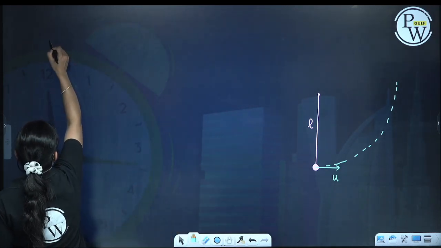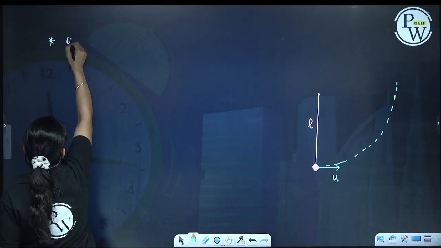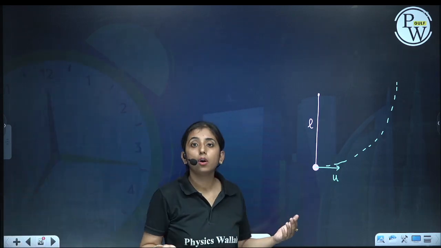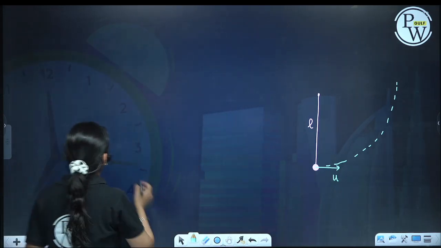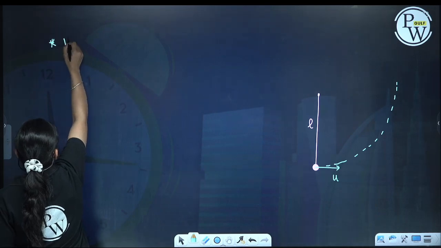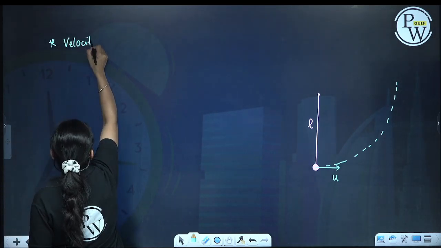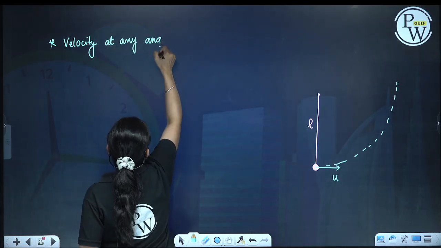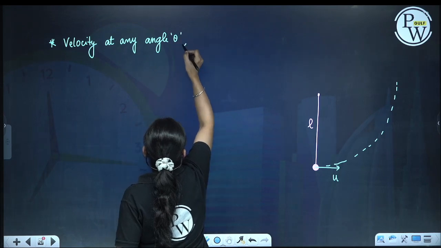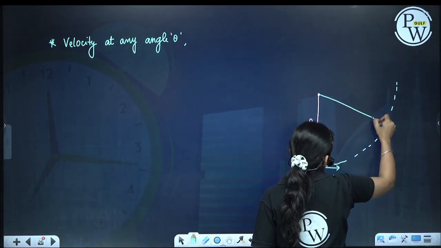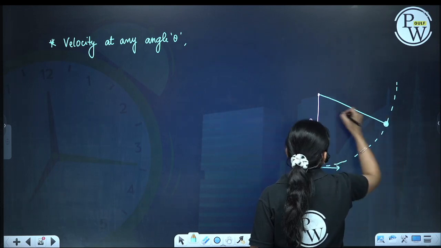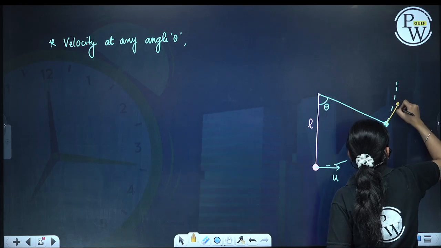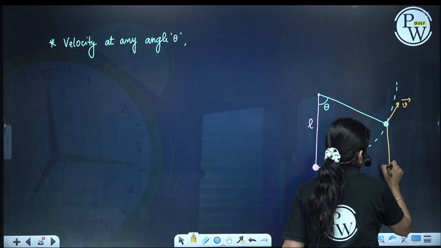First, we should write what is the velocity at any angle theta. Now the particle has moved to this position such that theta is the angle it has covered, and its velocity will be along the tangent to the path.